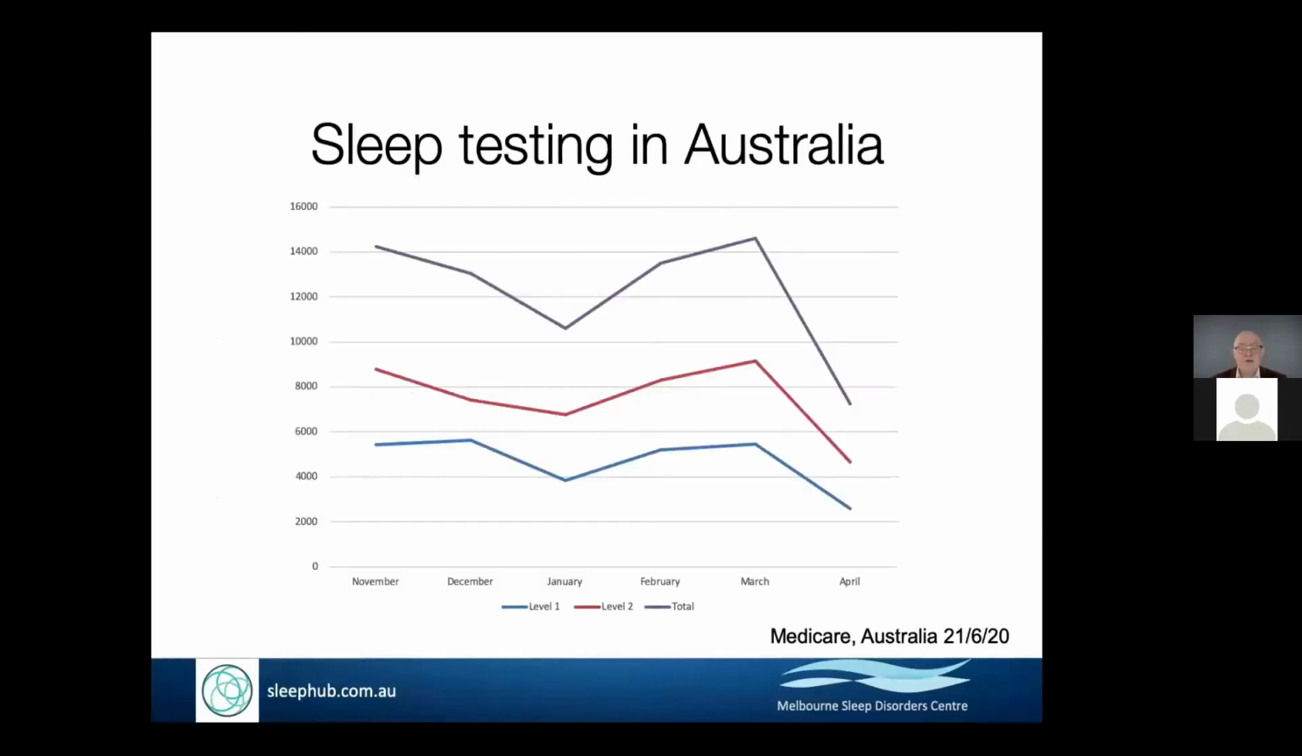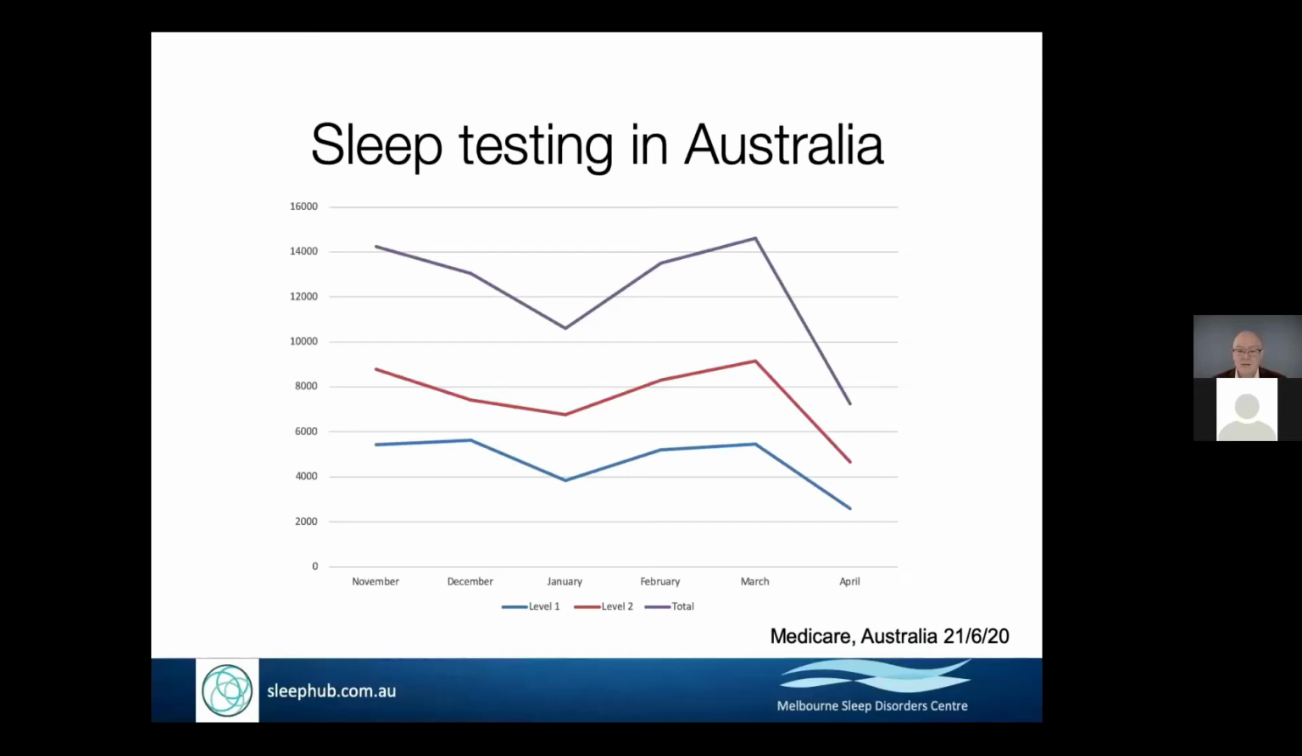To give you a flavour of what's actually happened with sleep testing in Australia, I'll show you the data on tests performed. This is data from the Australian government, from Medicare data. The purple line shows the total number of tests performed per month. Normally in Australia, that's an average of around 14,000 tests. We had a little dip over January, which is usual, that's our holiday period. By March, we were back at around 14,000 total tests. But you can see then in April, it dropped to 50% of previous activity, with only 7,000 tests being performed.